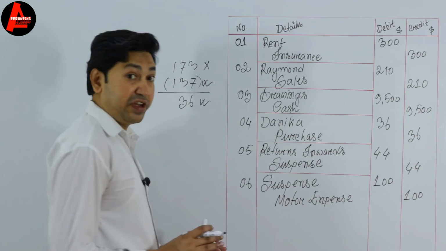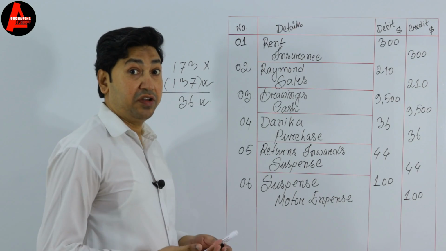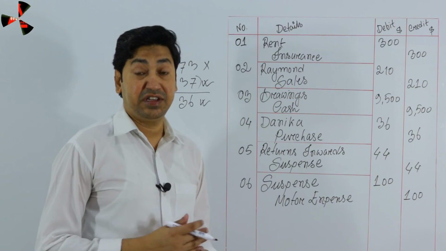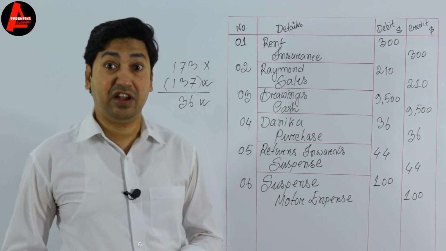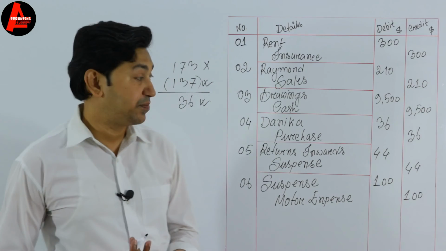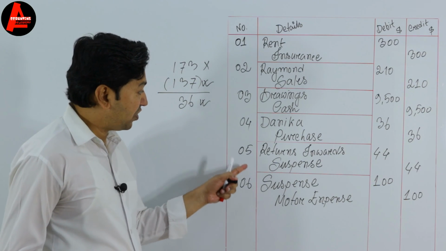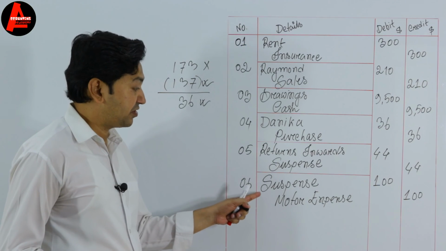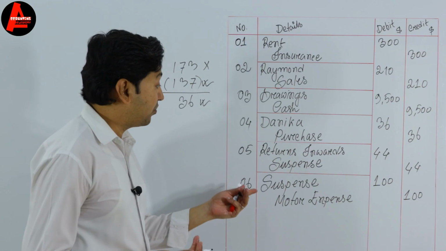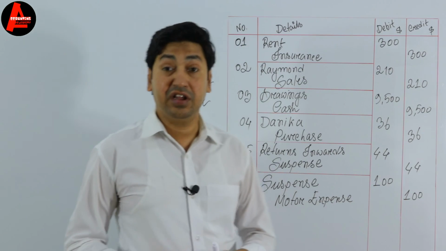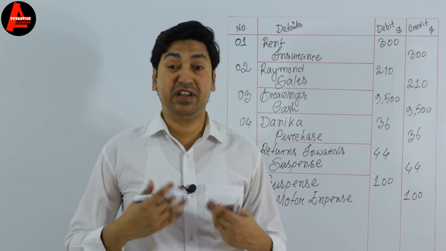Okay, so we recorded all the transactions. So this is how you need to rectify the errors when you see them in the exam. Okay, so next tutorial I'll show you how to prepare the suspense account. Okay, so here we see 2 suspense accounts. One is in number 5, another one is number 6. So how to place these on the ledger in the suspense account, I'll show you in my next tutorial.